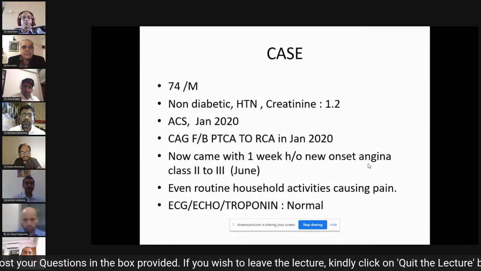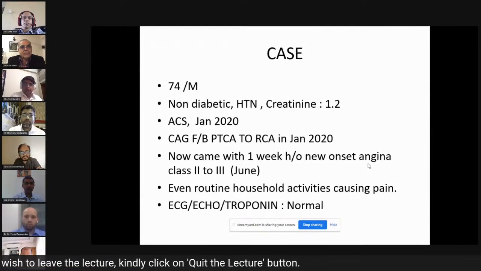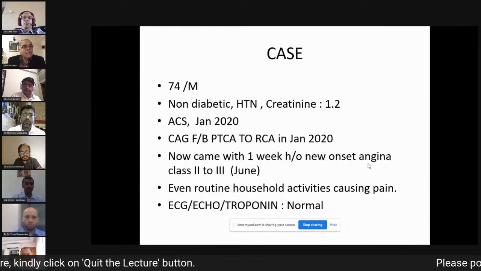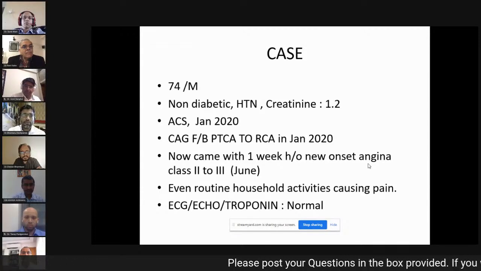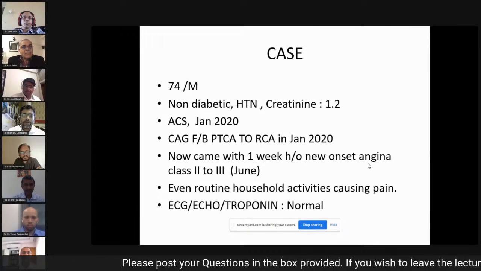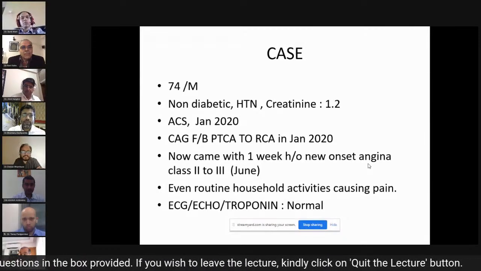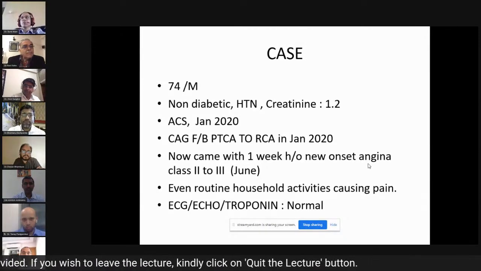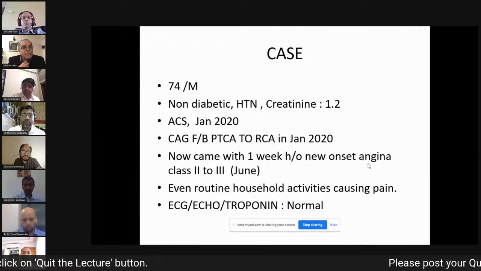The story is that this is a 74-year-old gentleman. He was hypertensive with borderline creatinine. He had an acute coronary syndrome in January of this year, probably an STEMI event, for which he underwent angioplasty to RCA with two stents.